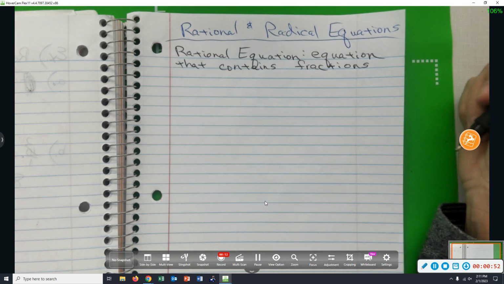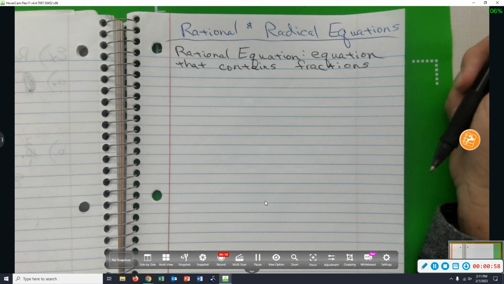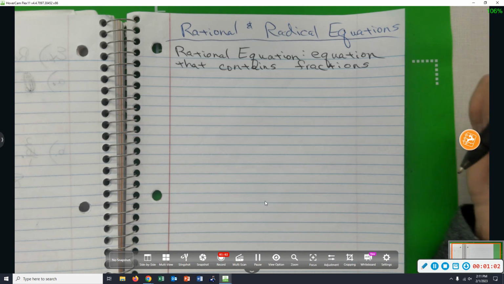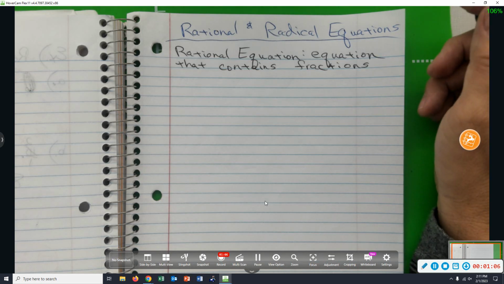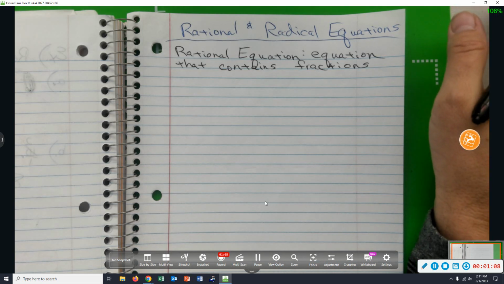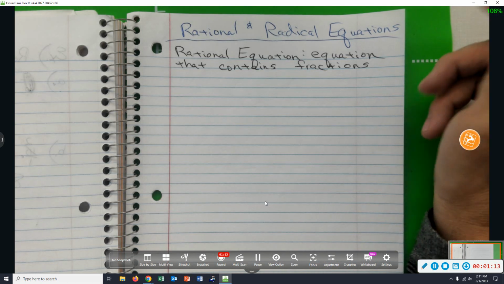I recall that at the end of class the last time we looked at an equation that had fractions in it. And we used that idea of multiplying through by the least common denominator to cancel out the fractions. Well, the difference here is these fractions are going to have variables in the denominators.